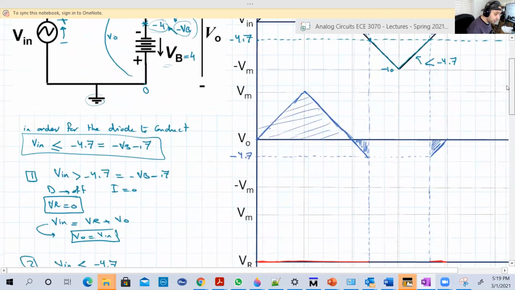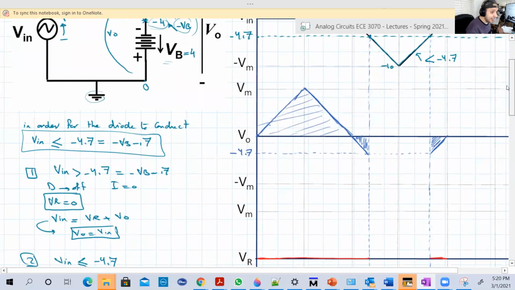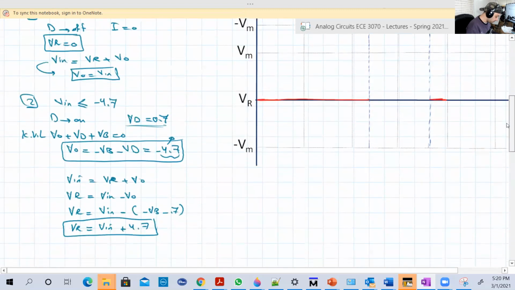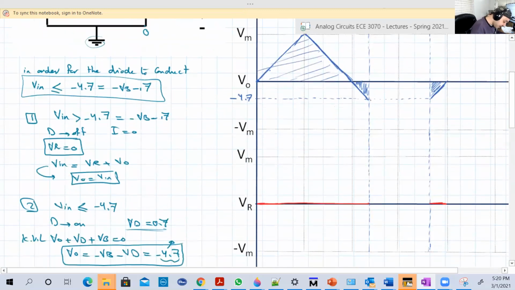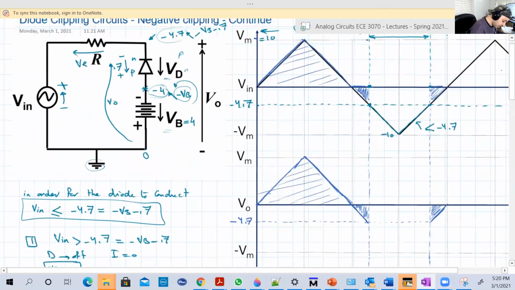Now, when V input is less than V input maximum, V output is constant, equal to V input maximum minus VB minus 0.7, which is exactly that point. So here is the range from that point to that point. Here is the range in which V input started to decrease than V input maximum, minus 4.7.